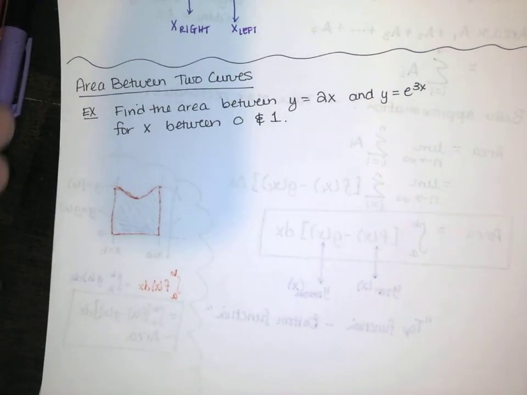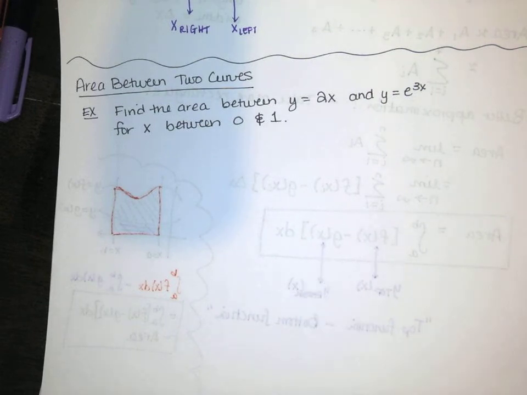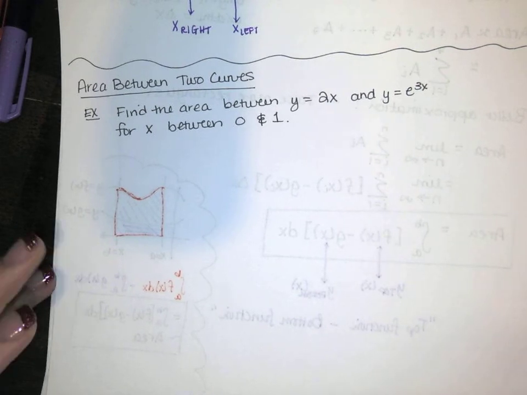In this video, we're going to find the area between two curves. We're going to do a couple of examples. Here's our first example. The problem may be posed to you this way. Someone may ask you to find the area between the curve given by y equals 2x and the curve given by y equals e to the 3x for x between 0 and 1.